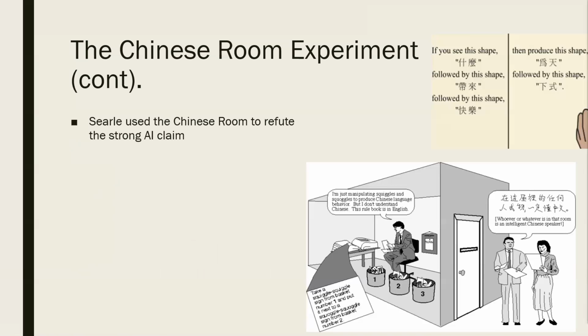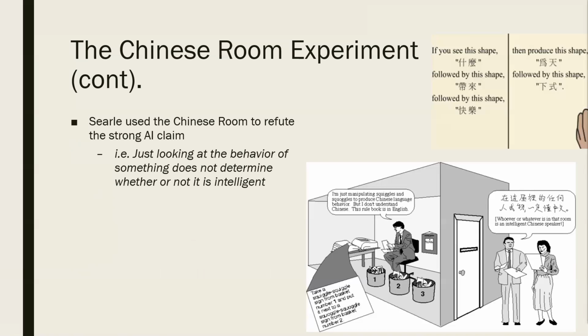Searle would claim that this thought experiment shows that the strong AI claim, namely that systems can be considered intelligent if they just exhibit intelligent behavior, is false. We can see that the individual does not understand Chinese at all. He's just following the instructions that have been written in this manual.